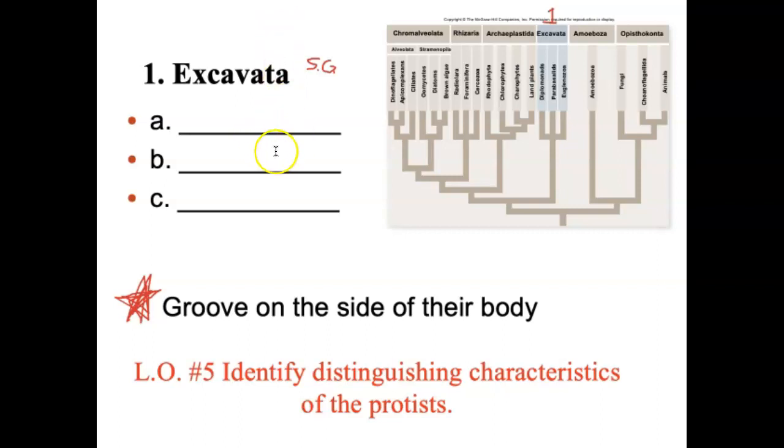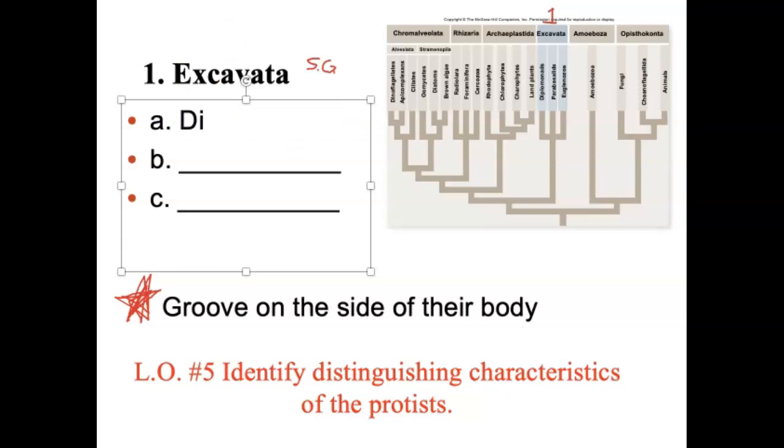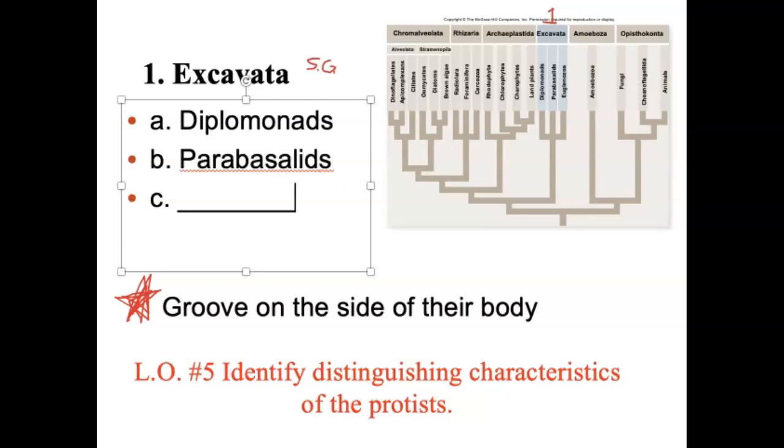Now within Excavata, we have 3 subgroups. The first one are the diplomonads. The second subgroup are the parabasalids. And the third subgroup will be the euglenozoans.